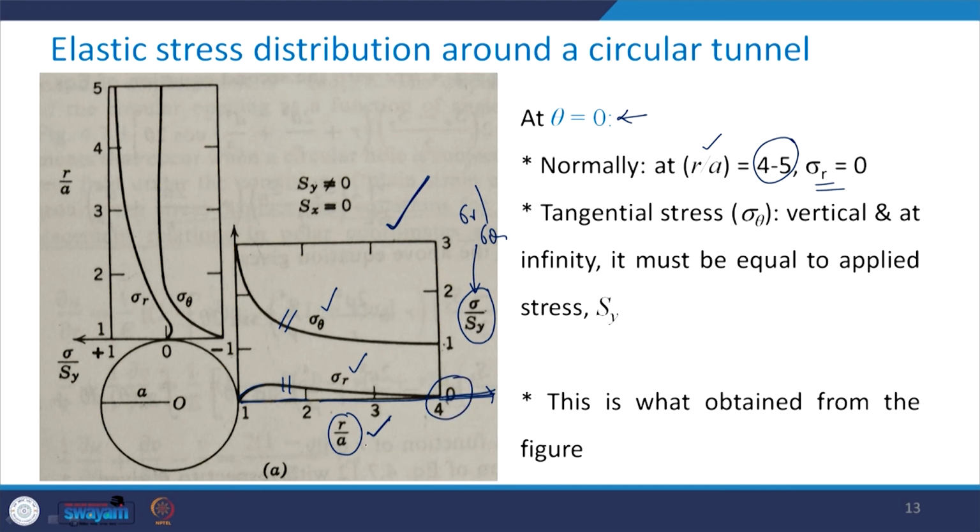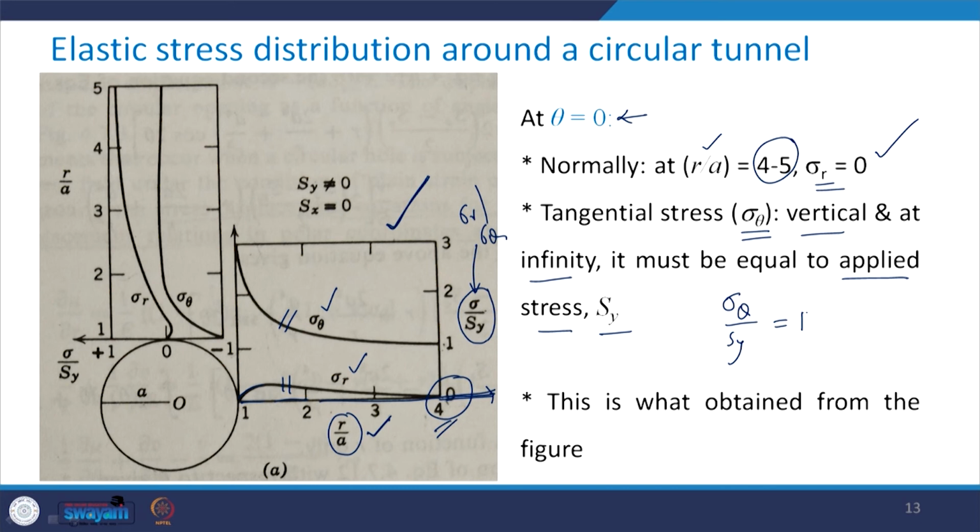That is, when this r by a is to the tune of 4 or 5, this sigma r will become equal to 0. What happens to the tangential stress? In this case it is the vertical, and at infinity it must be equal to the applied stress Sy, and therefore this sigma theta upon Sy should be equal to 1 when r tends to infinity.